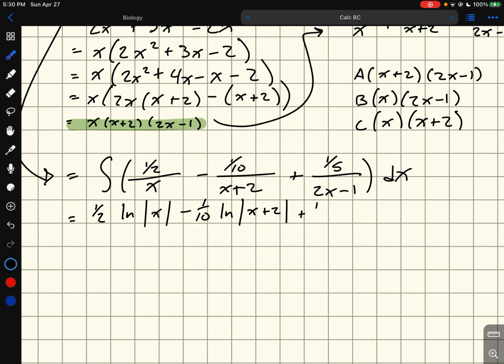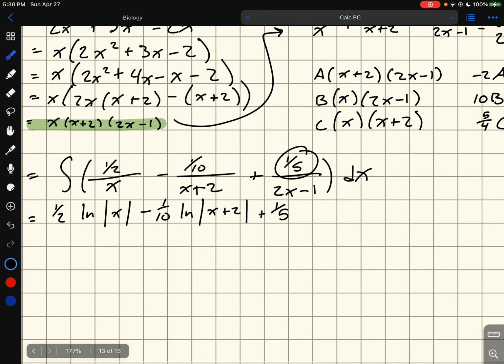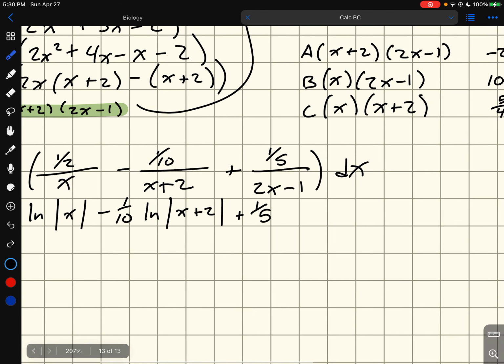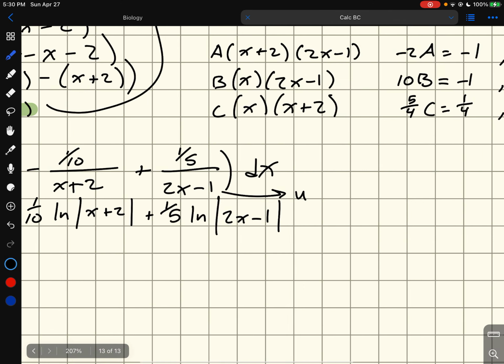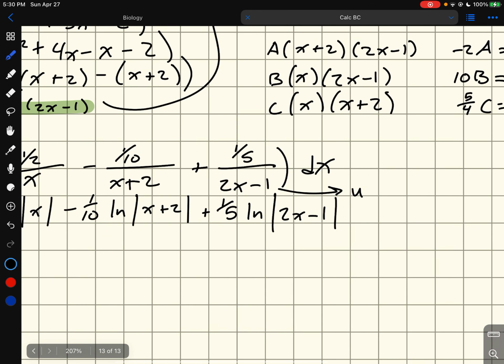And then you have our 1/5 move into the front. Now pretend that this 2x minus 1 is a u. So you want to integrate the 1 over u, which is natural log absolute value of u, and our u is the 2x minus 1. And then we want to chain rule it. The chain rule of 2x minus 1 is a 2. So I'm actually just going to put the 2 in the front here with the 1/5 because it's a constant.